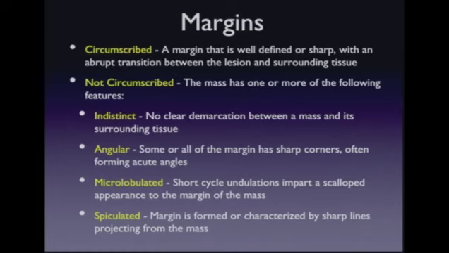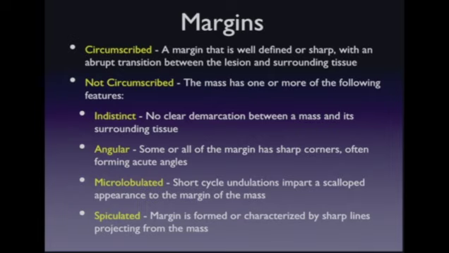Margins. These can either be circumscribed or not circumscribed. By circumscribed, we mean the margin is well defined or sharp, with an abrupt transition between the lesion and surrounding tissue. Not circumscribed, the mass has one or more of the following features. It can be indistinct, with no clear demarcation between a mass and its surrounding tissue.